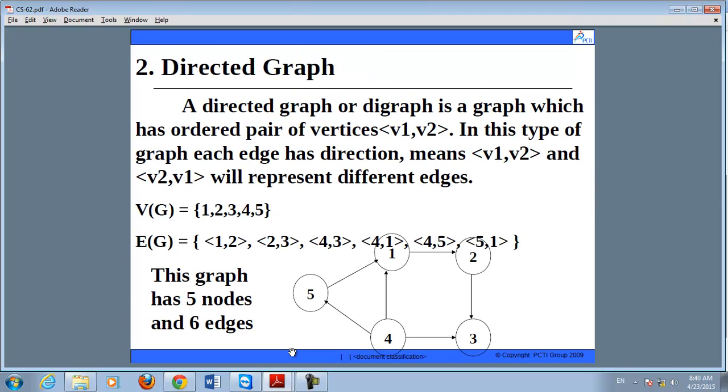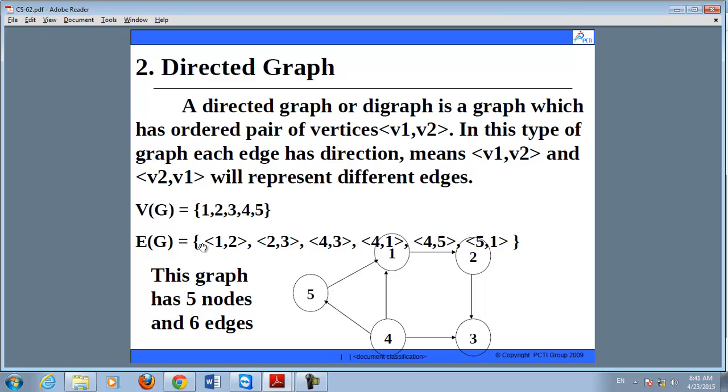But a directed graph, or you can say digraph, is a graph which has ordered pairs of vertices. Like you can see, you can move here from 1 to 2 only. From 2 to 1 you cannot move because the direction is specified with the arcs. In this you can move from 2 to 3, in this from 4 to 3, 4 to 1, 4 to 5 and 5 to 1. This is the directed graph.